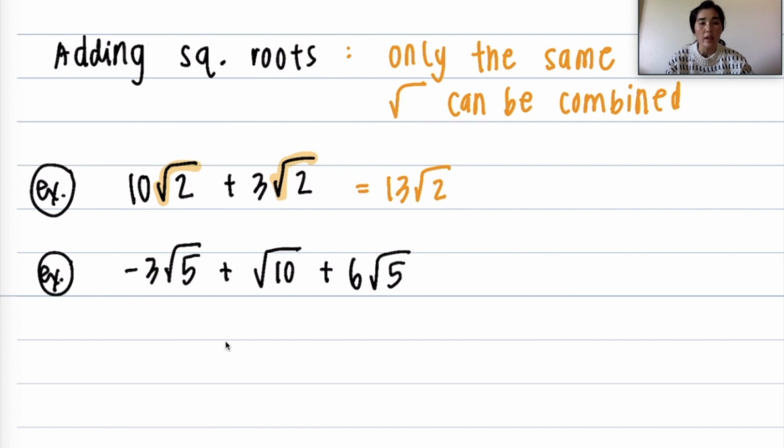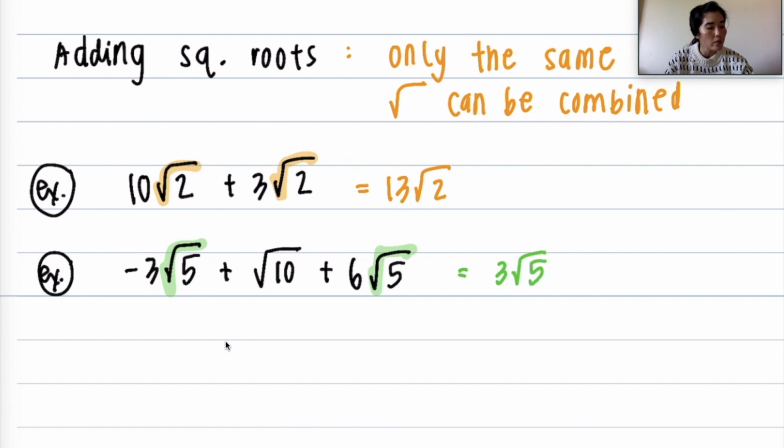So think of it kind of as a variable. Only combine the variables that are the same, only combine the radicals that are the same. So in this problem here, we have negative 3 rad 5 and we have positive 6 rad 5. So we could combine that. Negative 3 and positive 6 would give us a positive 3 rad 5.